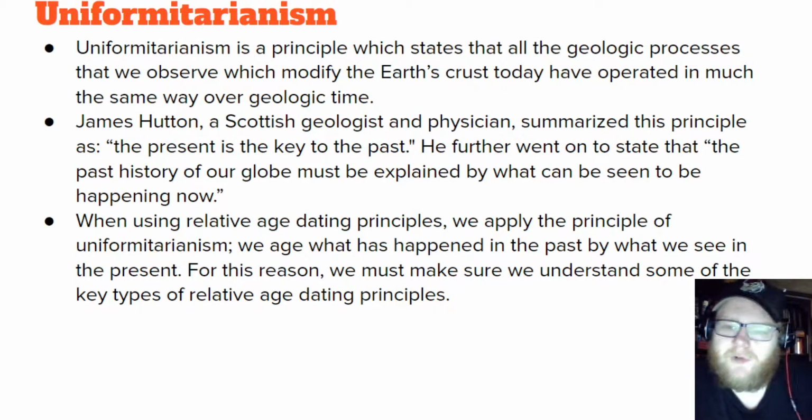Now, the most important principle I'd say is uniformitarianism. The reason for this is because it states that all geologic processes that we observe today, we assume that they modified the Earth pretty much the same way over all geologic time. James Hutton, a Scottish geologist, basically said that the present is the key to the past. What he means by that is that we have to explain history by looking at what we see today. We have to use the geologic processes that we see today to try and predict the past.